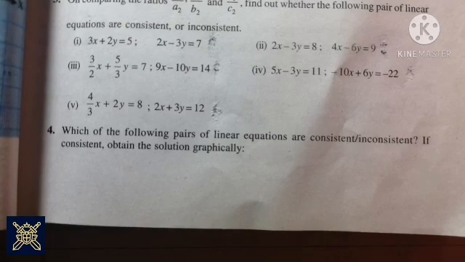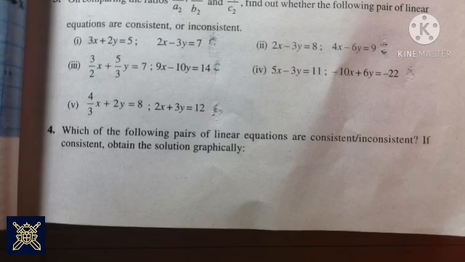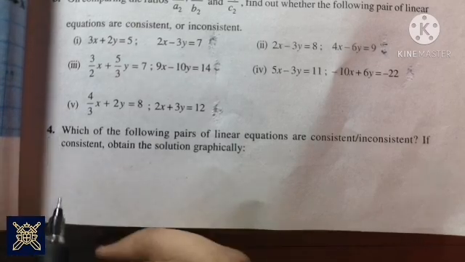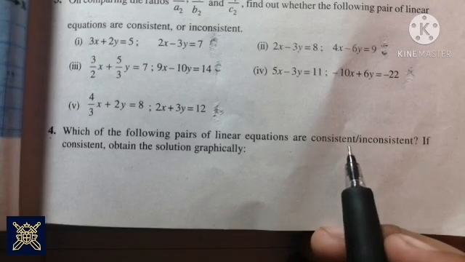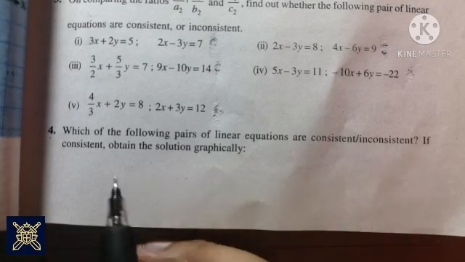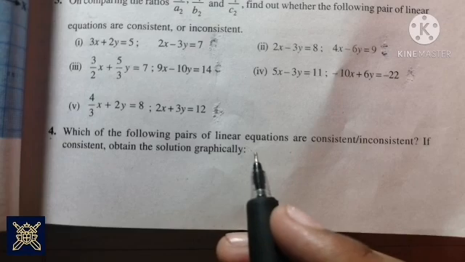In this video, we'll be doing exercise 3.2 of pair of linear equations in two variables. So here we are doing the fourth question. In this question, which of the following pairs of linear equations are consistent or inconsistent? If they are consistent, obtain the solutions graphically.